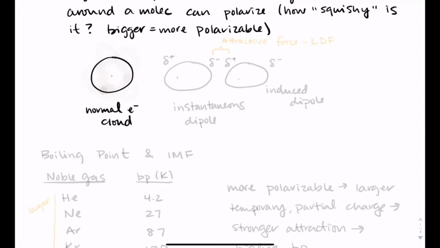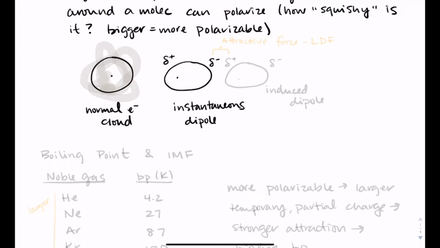Now, that instantaneous, random spot where the electrons are has an unbalanced charge. It will induce a dipole in the molecule next to it, or in the atom or molecule next to it. I guess it depends on the sample. All of those electrons squished over to one side, creating a partial negative charge, will repel electrons on the appropriate side of the molecule that's next to it. That induces a partial positive, and then all of the electrons get squished over and create a partial negative.